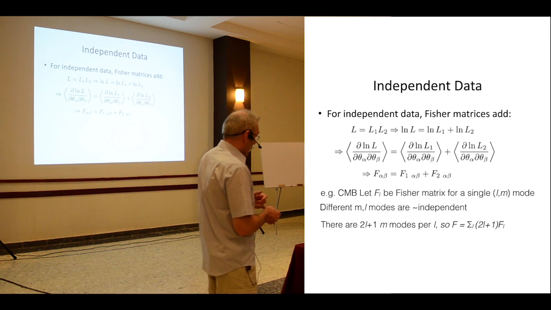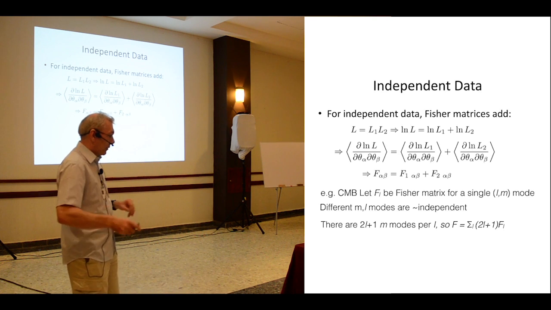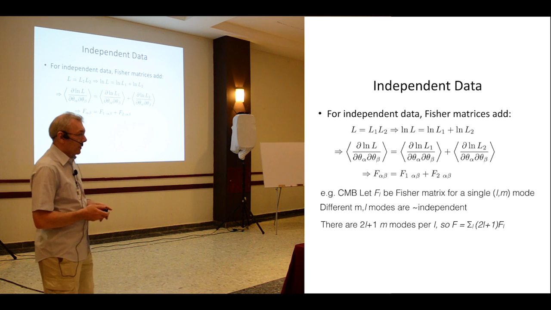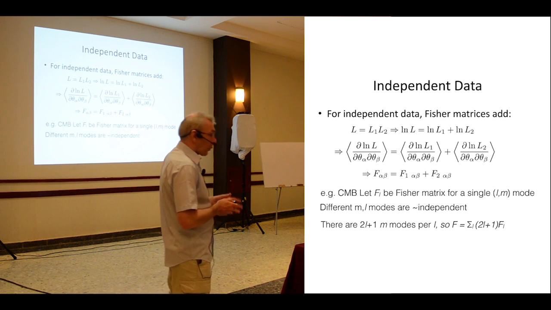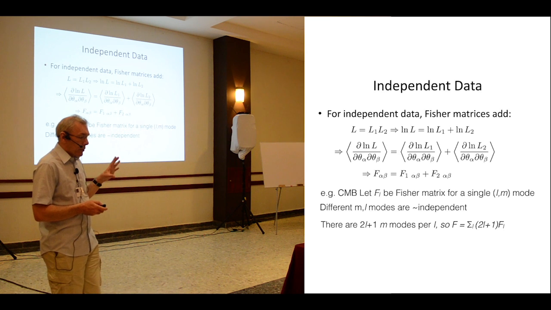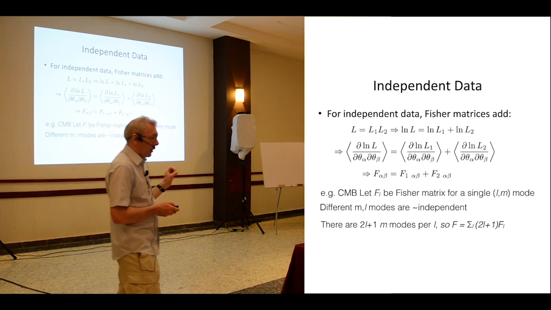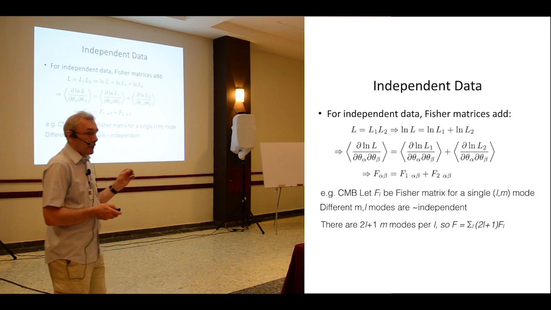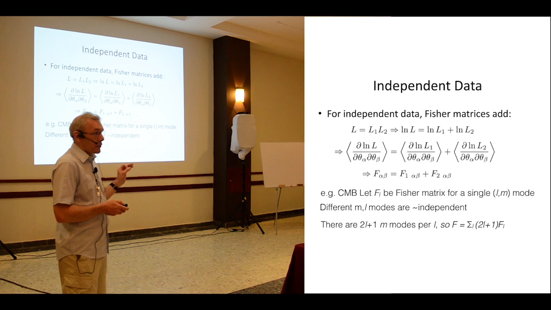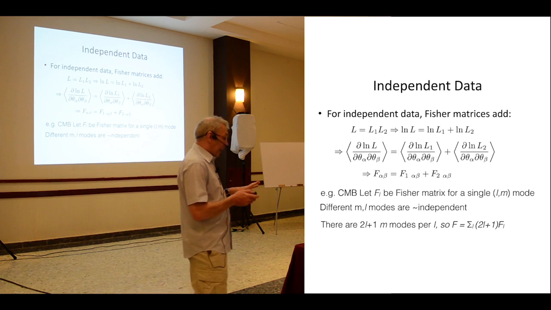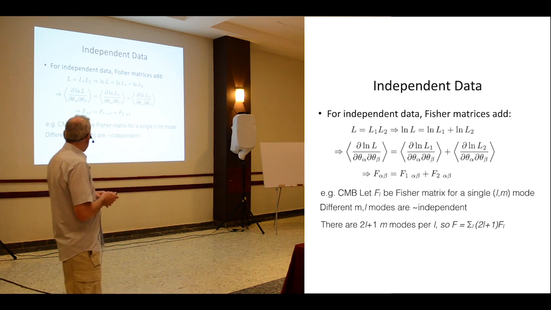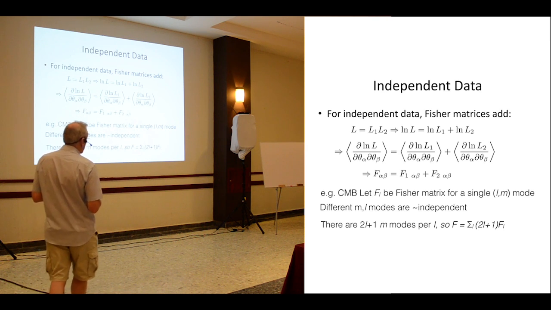Okay, so that's useful if you're doing two completely different sets of experiments, one in the CMB and one in 21 centimeter, say, and you can just simply add the Fisher matrices. One other thing is that if you have a set of modes, if you work out the Fisher matrix for a single mode, for example in the CMB, you might work out the contribution to the Fisher matrix from a single ℓm mode. That in general won't depend on m because of isotropy, so it's a function of ℓ. So the different ℓ and m modes are independent. So you just add them up.